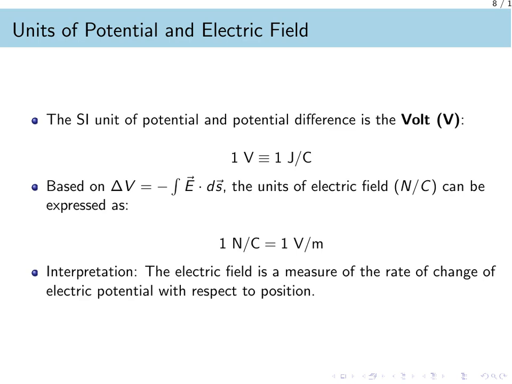The SI unit for both electric potential and potential difference is the volt, abbreviated as V.